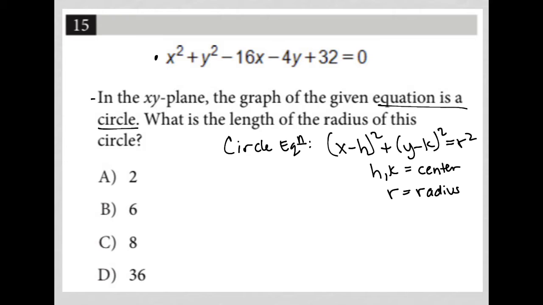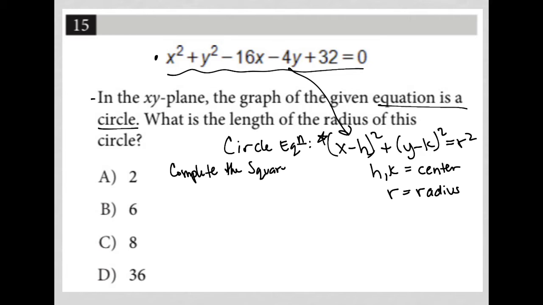So obviously the equation that we have here is not in the same form as this equation here. So I'm going to need to get this to look more like that, right? So what I'm going to do is a process called completing the square. I'm going to complete the square.